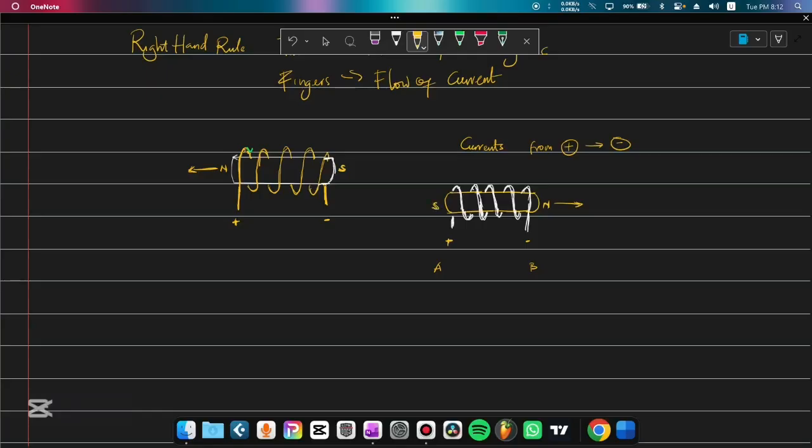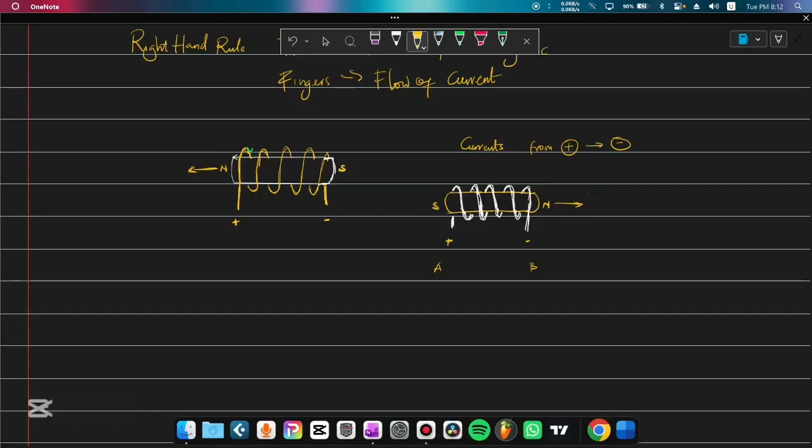Why? The magnetic field lines always move out from the north. I don't know if you understand it. Is it clear? Yeah. Let's talk about something still related.